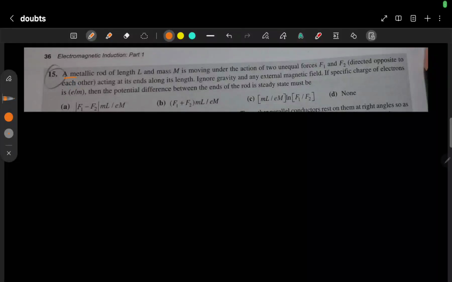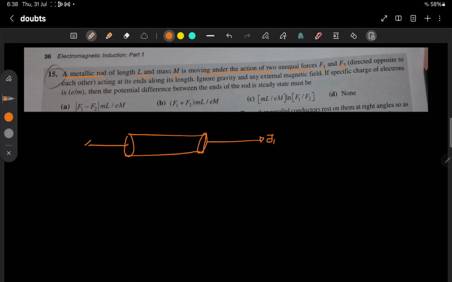So in this question, there is a metallic rod of length L and mass m. It is moving under the action of two unequal forces F1 and F2. So we have some rod. So that is moving under a force, okay, F1 F2 directed opposite to each other. So let me consider F1 is acting here and F2 is acting here.